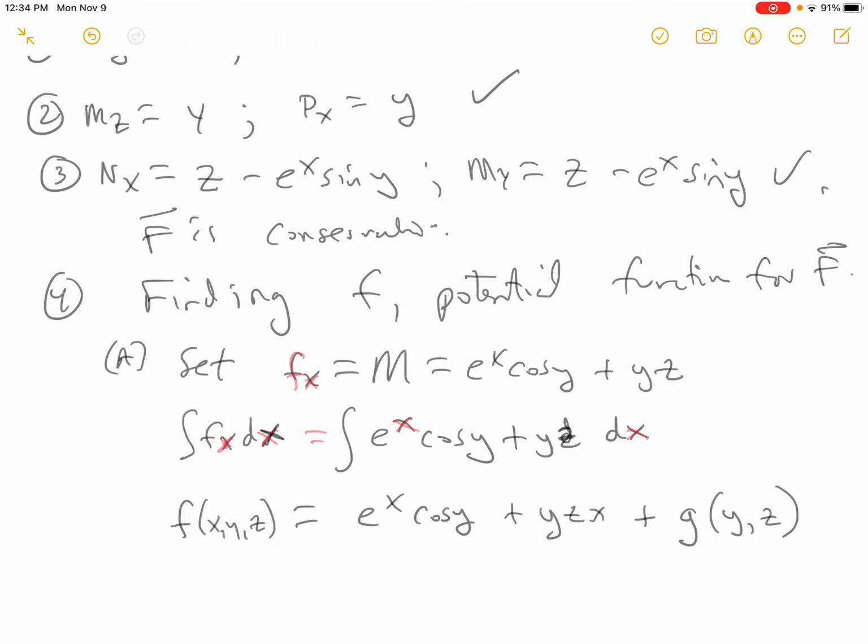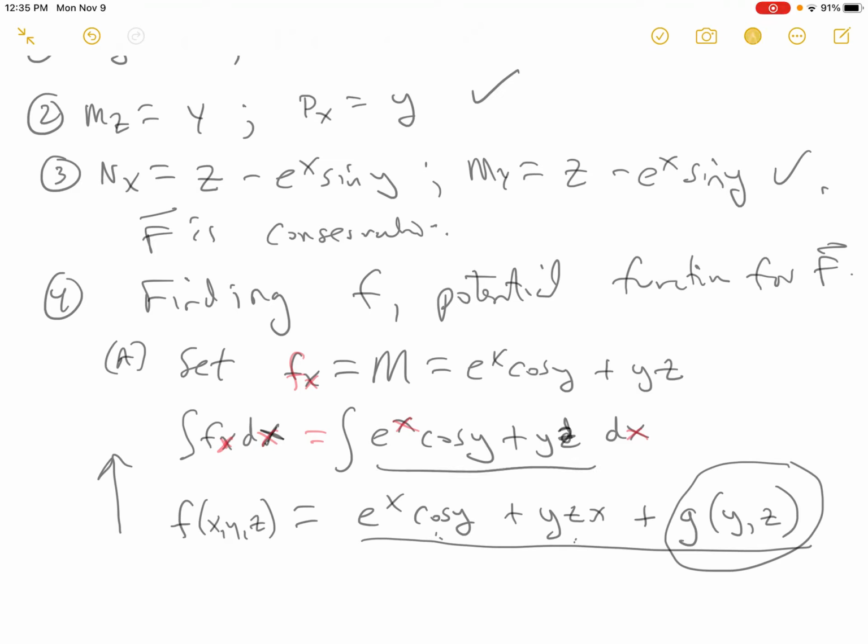Right? If I wanted to take this problem and go this way with it, if I wanted to take the x partial with respect to this function here, what would I get? I get e to the x cosine y, yz, and then any function over here that had a y or a z only in it with no x's, that derivative would be 0. So I'd get my integrand back again. All right? I'm going to say that again.